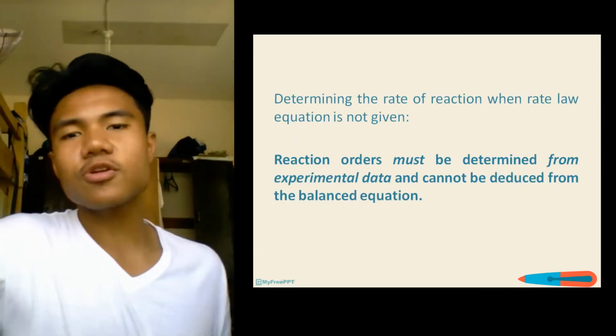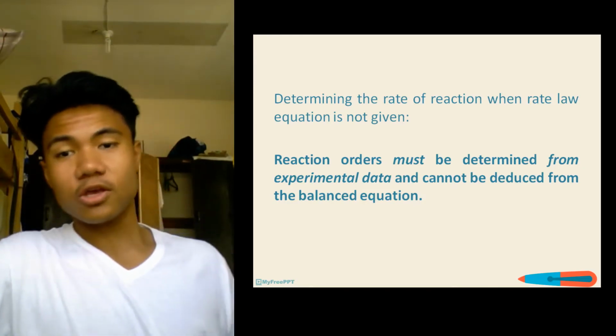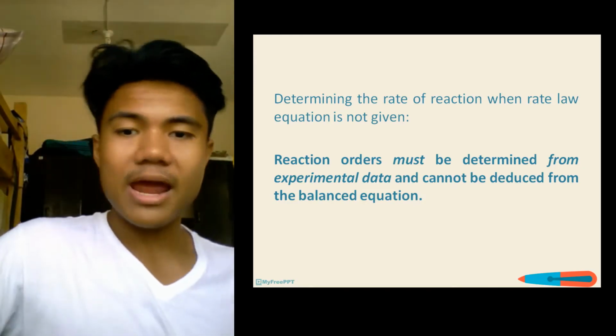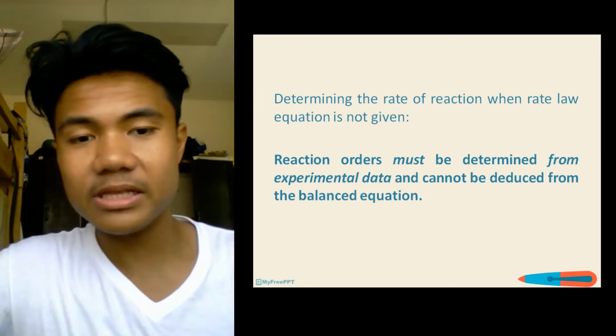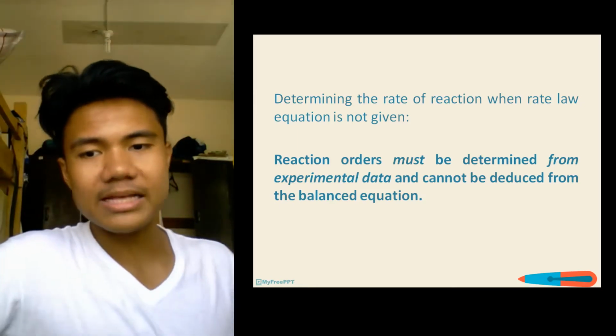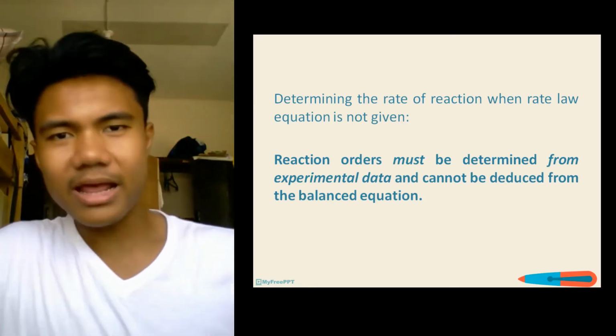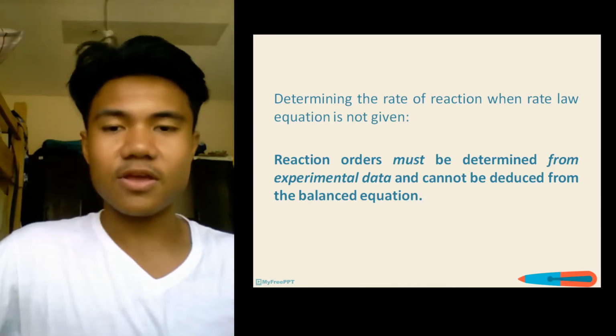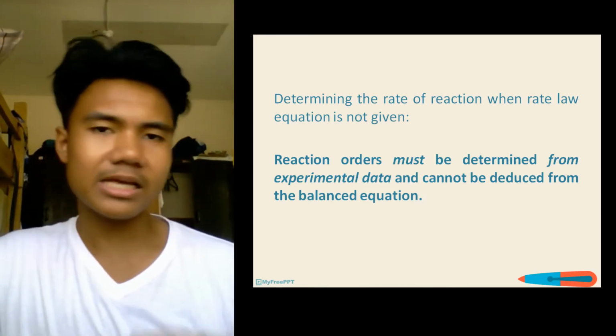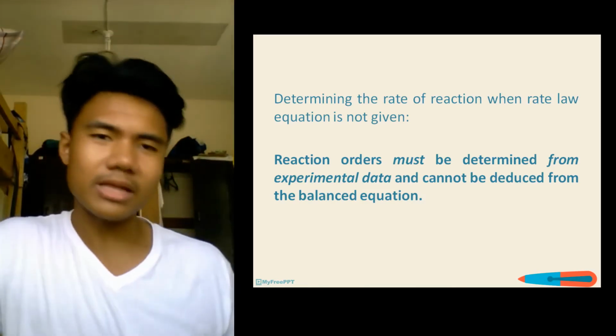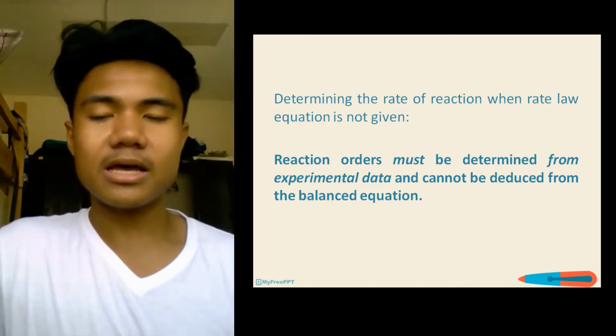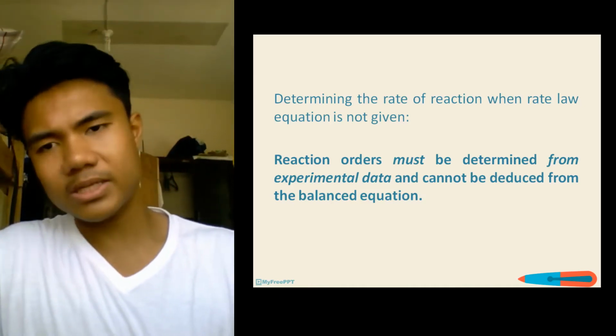So how do we determine the rate of the reaction when the rate law equation is not given? Reaction orders must be determined from experimental data. It cannot be deduced from the balanced equation. So we do not rely on the balanced equation to find out the rate of the reaction. We have to get experimental data, which will be shown later, to determine the orders of each reactant. So I will explain later.